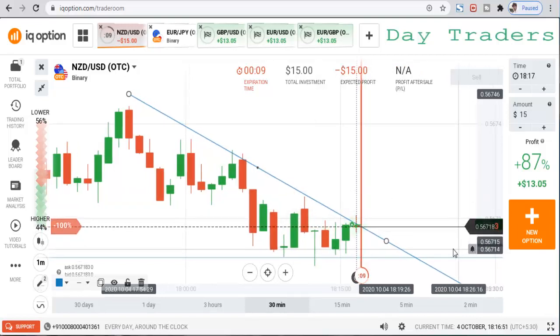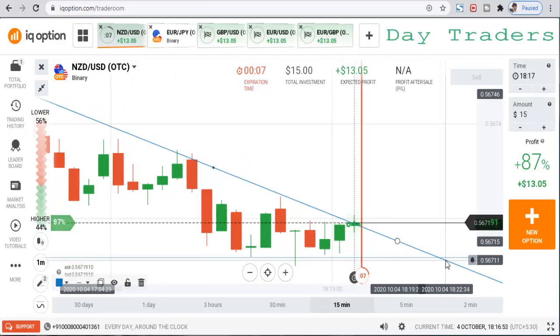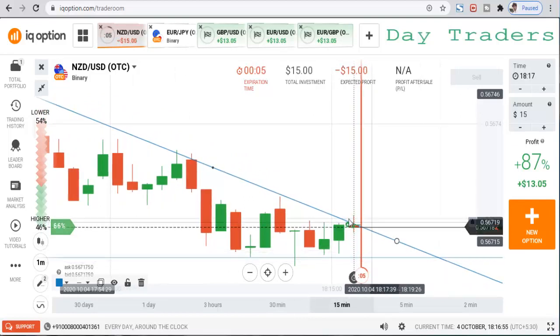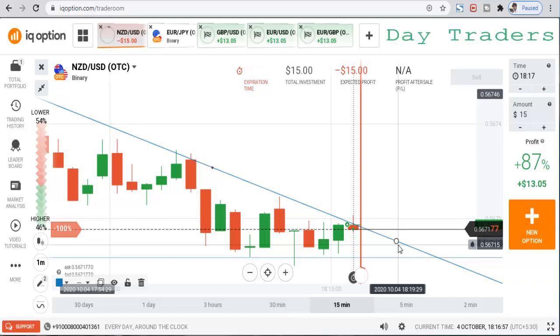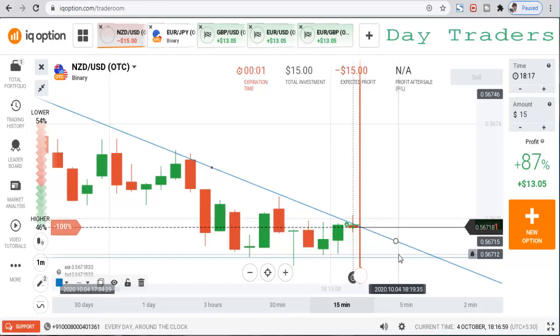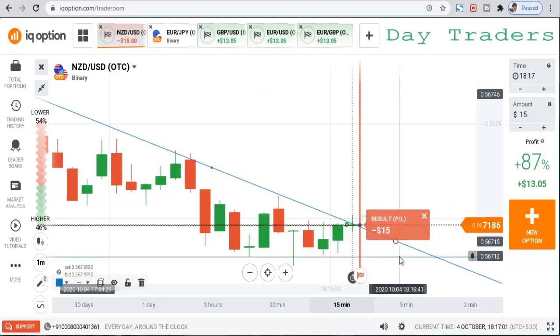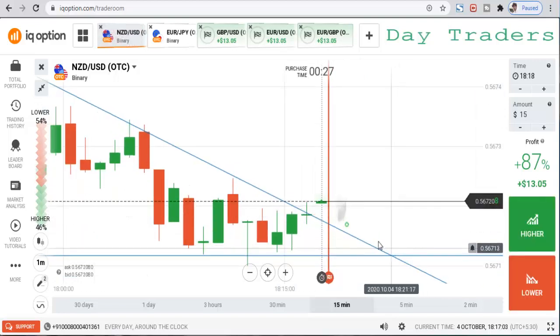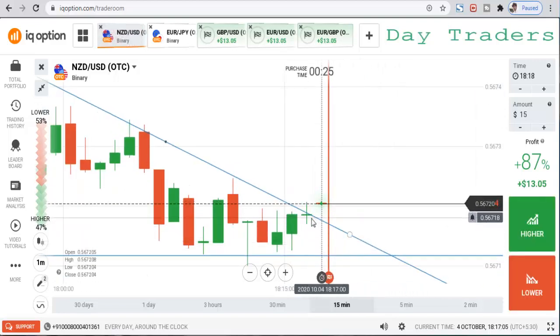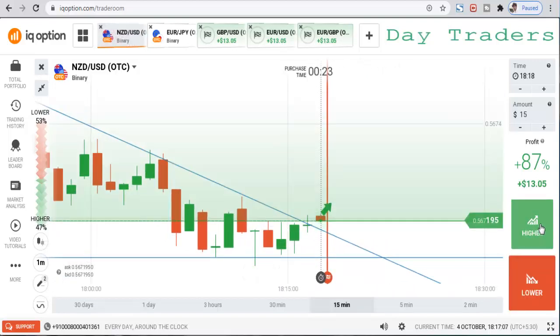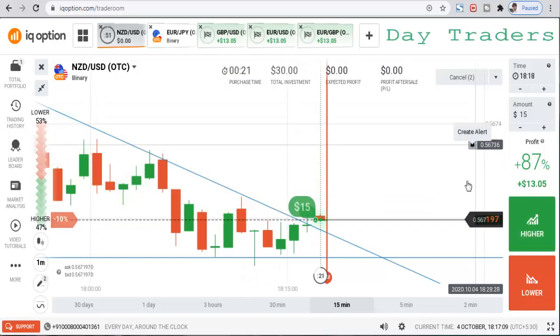Okay, we have 10 seconds. This is a seller's area, so that's the reason candles are okay. It makes a weak bullish candle, but my late entry is giving a loss on my trade. Okay, no problem. I will place a higher option.